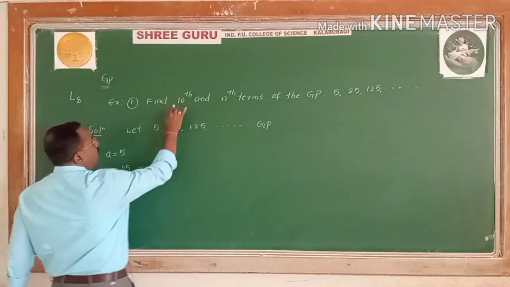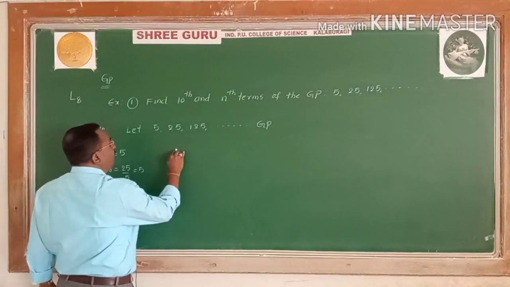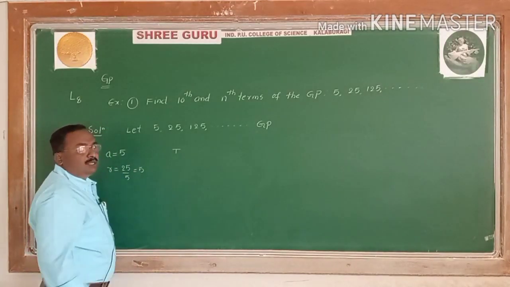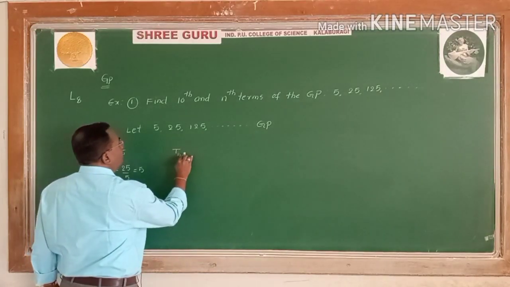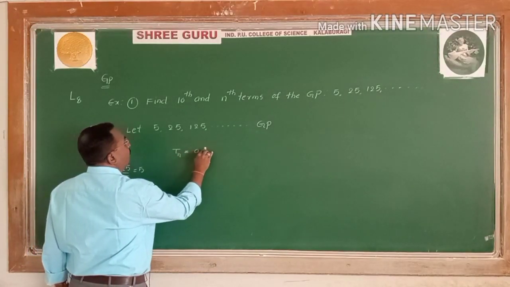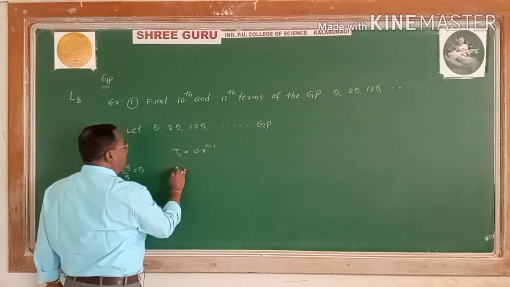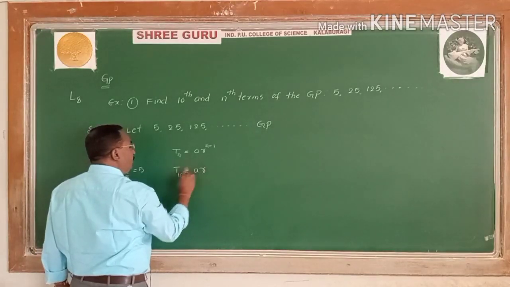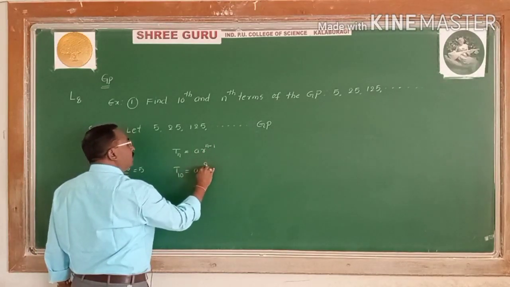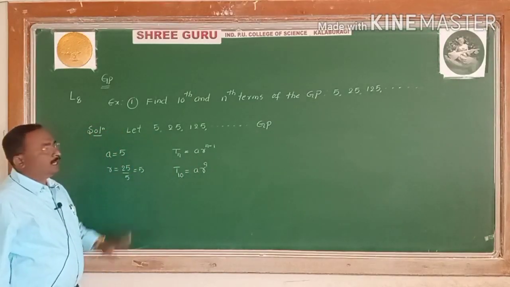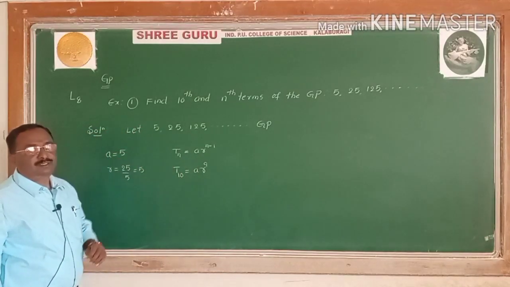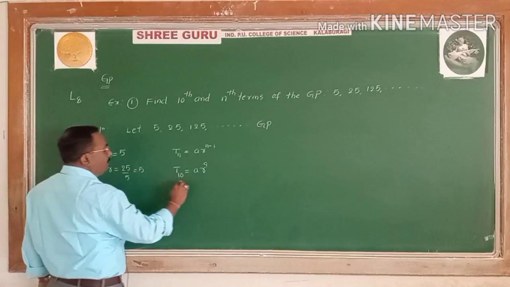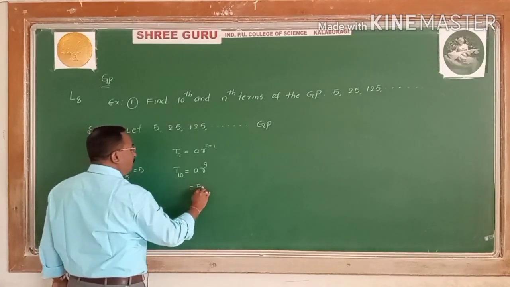To find what? T10. We know the formula for GP: Tn is equal to A into r to the power n minus 1. Here T10 is equal to A into r to the power 10 minus 1, that is power 9. In AP it is difference, in GP it is ratio, power, index. Here the A value is 5 and the r value is 5. Substitute.